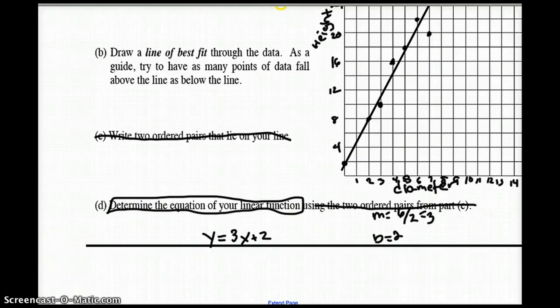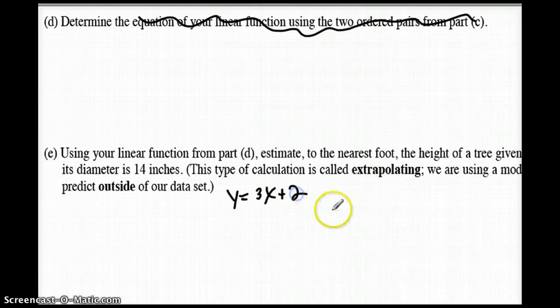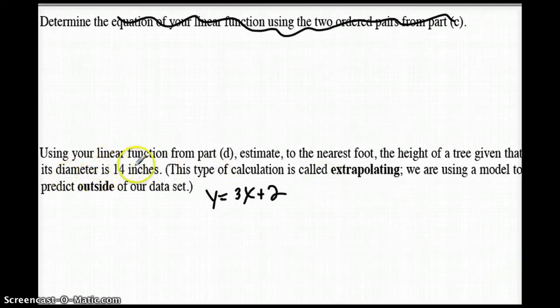Okay, let's keep going here. The next part, E, because we're skipping this one, says using your linear function from part D, so it was y equals 3x plus 2, estimate to the nearest foot the height of the tree, given that its diameter is 14 inches. So remember, height was y, so we're trying to find y, and our diameter, which is x, is 14, so it's substitution. Just like almost everything else we've done in here.